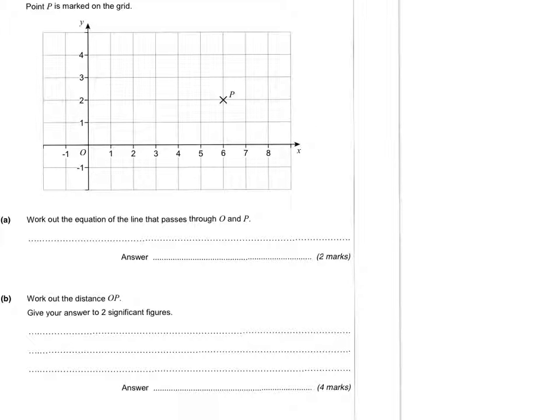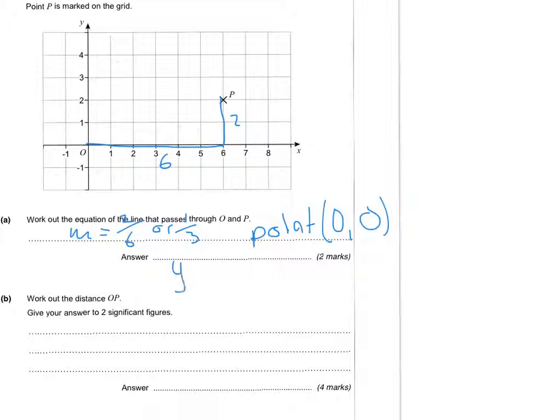So we need the gradient, which is 6 along, 2 up. So 2/6 or 1/3. And a point, which is 0, 0. So it's y equals 1/3 x. Work out the distance OP, give your answer to two significant figures.